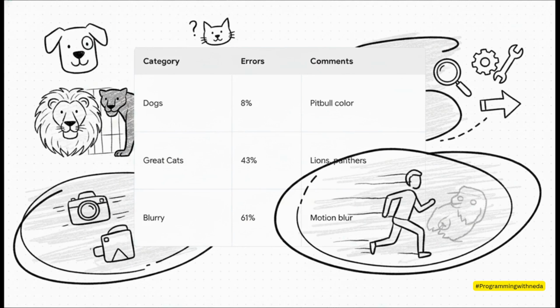If you had skipped this step, your team might have spent the next 6 months frantically collecting thousands of dog pictures to fix those false positives. But looking at the data, adding dog pictures is barely going to move the needle. You need to focus your pipeline entirely on handling blurry images. It's a total game changer.